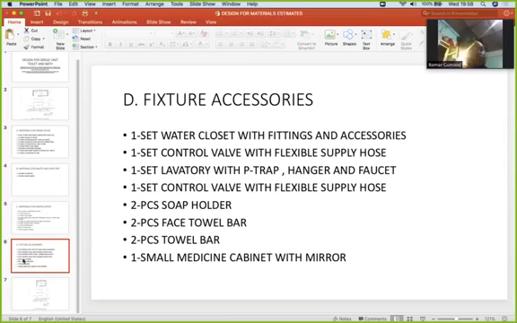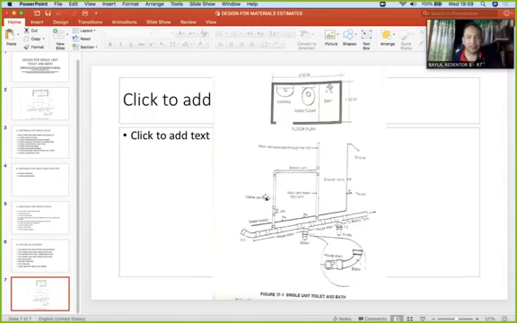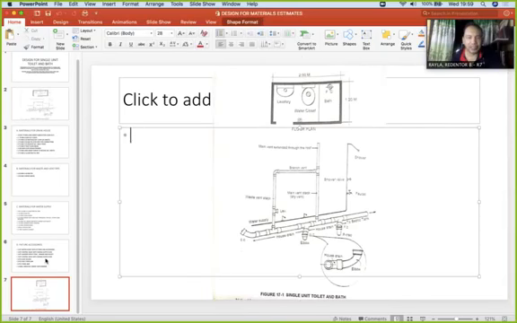So these are the fixtures and accessories. Water closet with fittings and accessories, control valve, lavatory with P-trap, control valve with flexible hose, soap holder, face towel bar, small medicine cabinet. So this is the one single unit toilet and bath we discussed earlier.